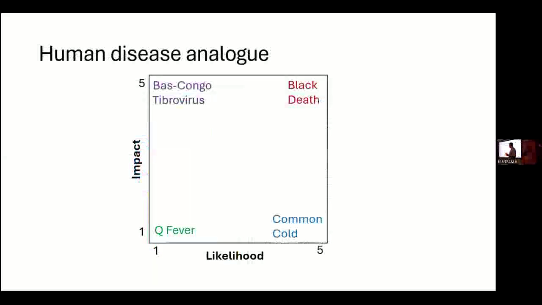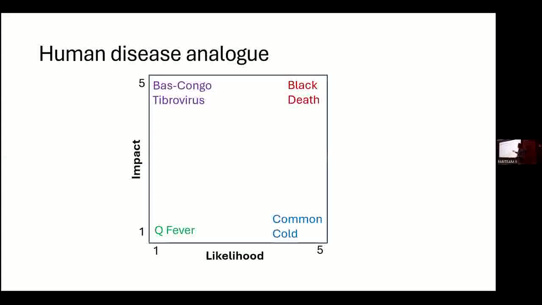I'm just going to give some examples to give you an analog of how we might think about this in human disease terms. Okay, so here we have likelihood along the x-axis and impact on the y-axis. The easy one first. The likelihood of getting the common cold is very high, but the impact on you is very low. You don't mind getting a common cold too much. Then there's something called Q fever. Who's heard of Q fever? No, I haven't either. That's because the likelihood of you getting it is very low, and even if you get it, you probably wouldn't notice that you had it anyway. So there's Q fever in that corner.